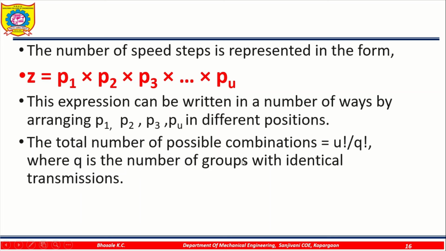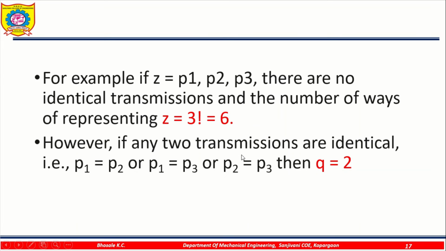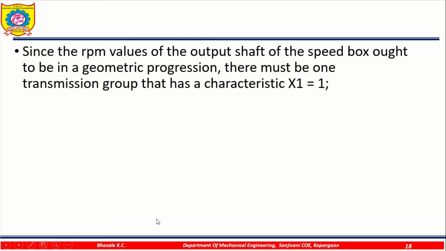The total number of possible combinations is denoted by u factorial upon q factorial, where q is the number of groups with identical transmission. For example, if Z equal to p1, p2, p3, there are no identical transmissions, and the number of ways of representing Z will be 3 factorial, which is equal to 6. However, if any two transmissions are identical, p1 equal to p2 or p1 equal to p3 or p2 equal to p3, then q will be 2, and the number of ways is 3 factorial upon 2 factorial, so it will be 3.